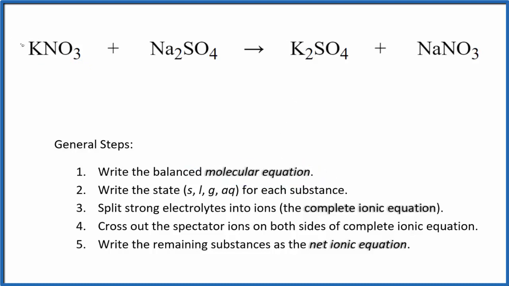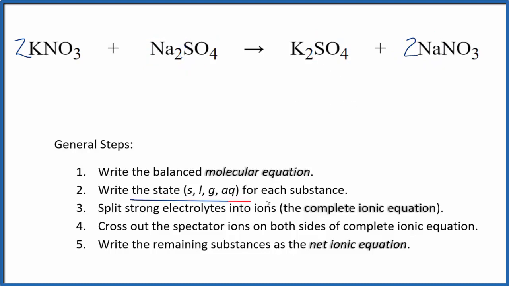So I can see I have one potassium here and two here. Let's put a 2 in front of the KNO3. The potassiums are balanced, but now I have two nitrates and only one here. We put a 2 in front of the sodium nitrate. That's done. We have two sodiums. Those are good. And we have a sulfate on each side. So that's the balanced molecular equation.